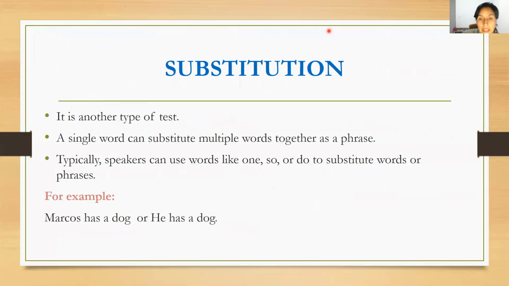Substitution. It is another type of test focused on analyzing that a single word can substitute multiple words together as a phrase. Typically, speakers can use words like one, so, or do to substitute words or phrases. For example, Marcos has a dog. He has a dog. So Marcos is a proper noun, and it can be replaced by a personal pronoun.